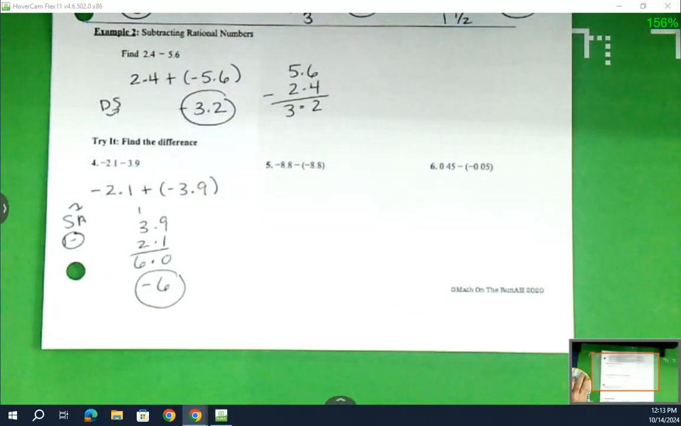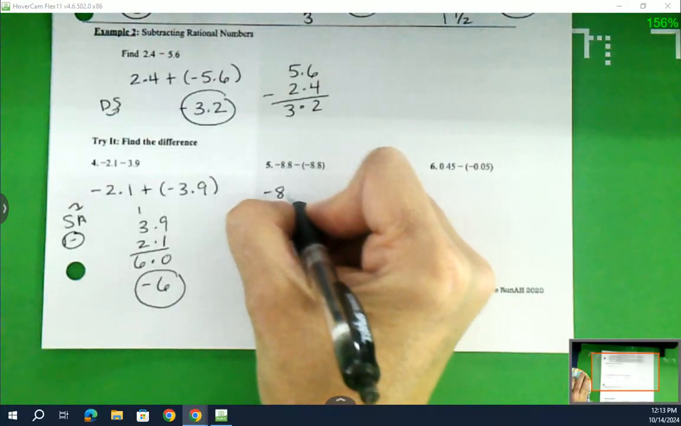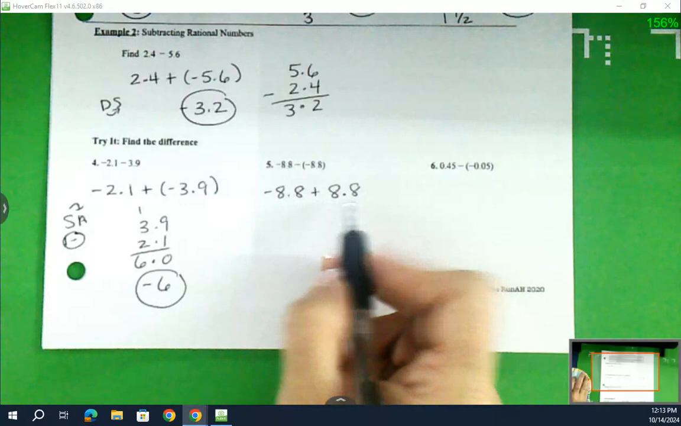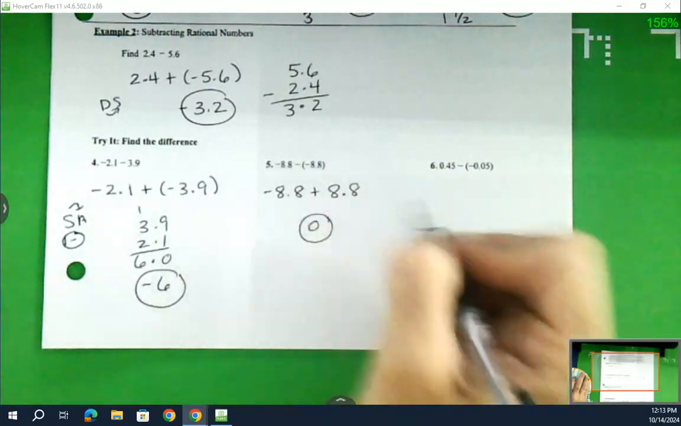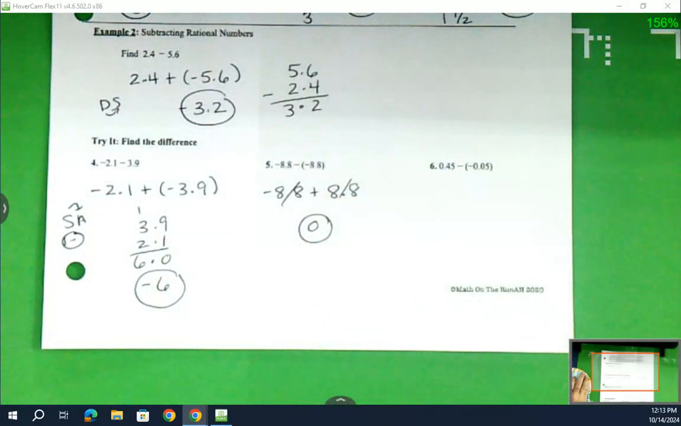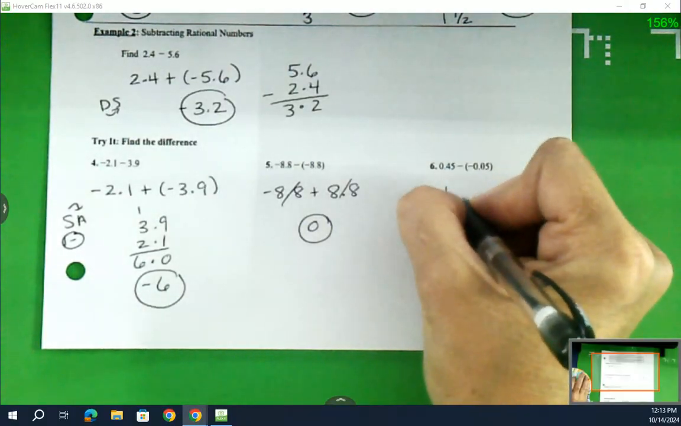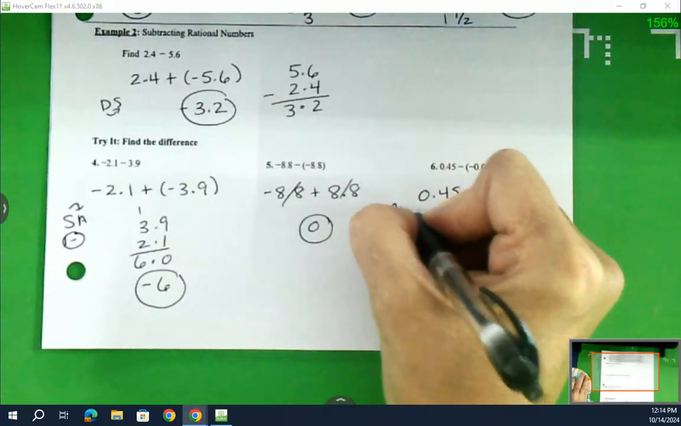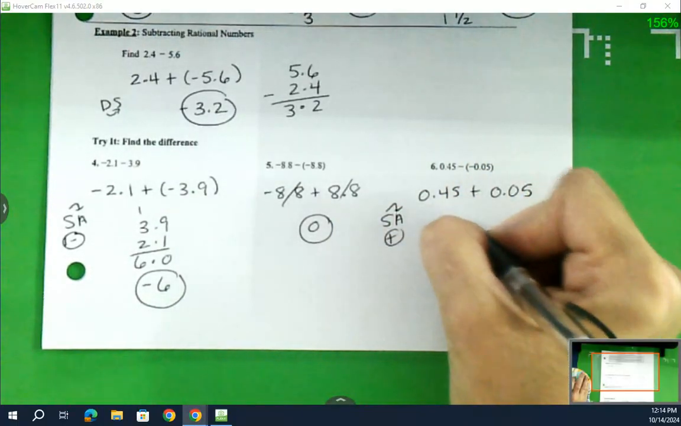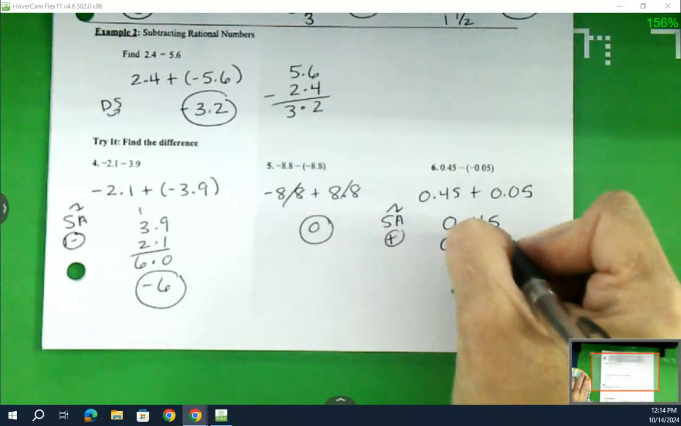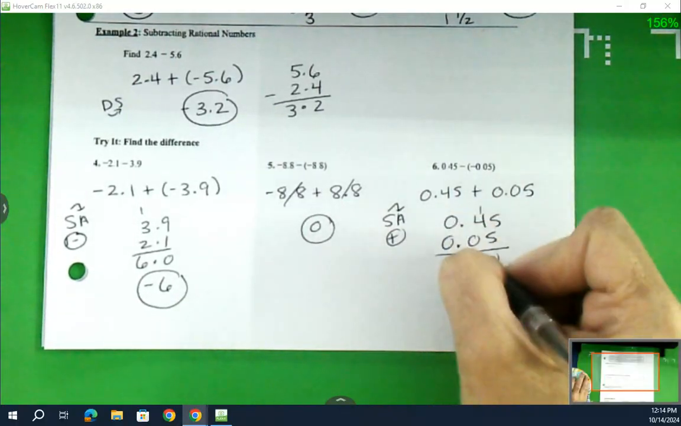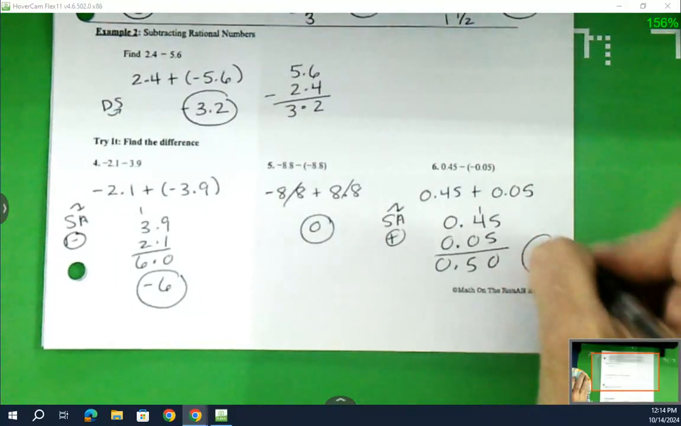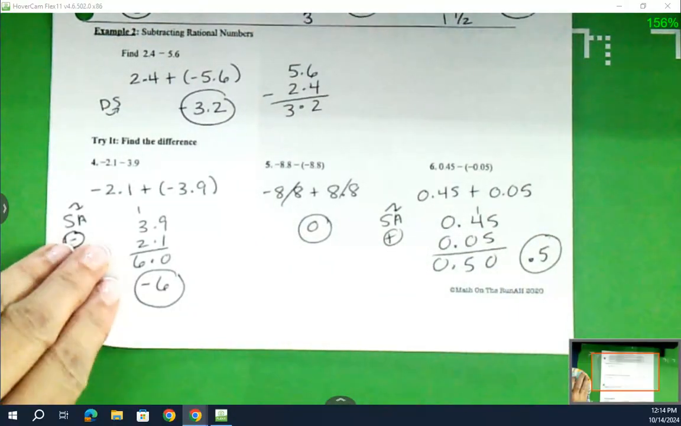Number 5, we have negative 8.8 plus 8.8. Well, when we have opposites added together, those are a zero pair, so that just adds up to 0. And then number 6, we have 0.45 plus 0.05. Same signs add. We're going to keep this as positive. Lining up our decimals, we have 0.50, which is just 0.5. Okay, let's turn it over.